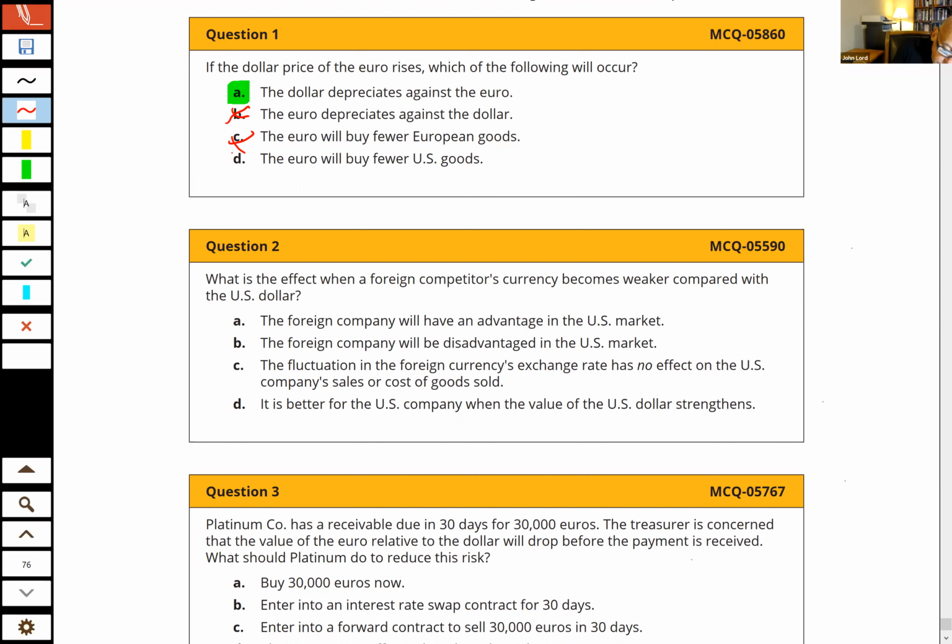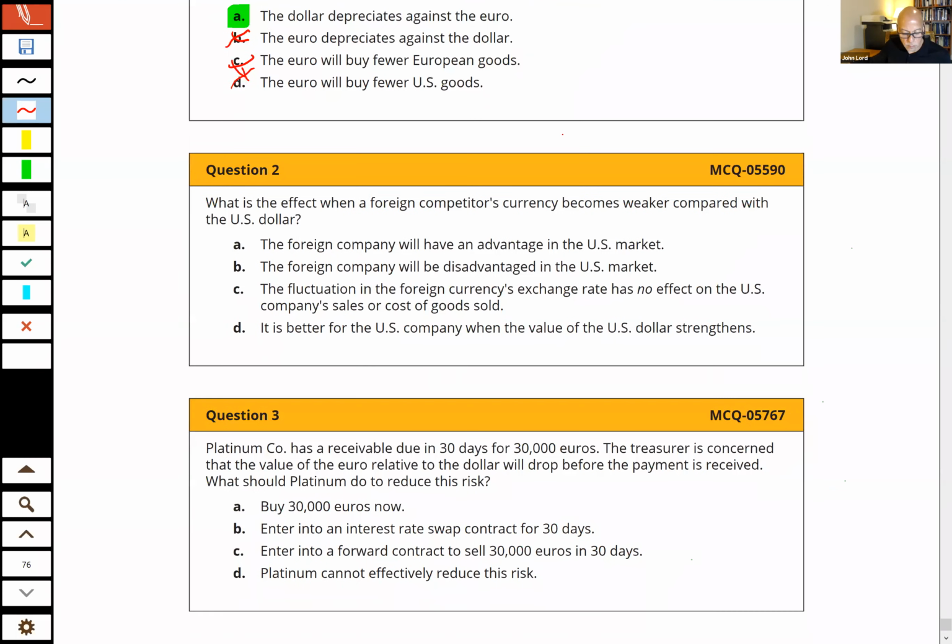So a person might be torn between A and D there. But when you think through it, what did having euros allow me to do? It allows me to buy US goods, and I can't get as many euros with those dollars, so the euro will buy fewer US goods. Okay. All right, good. Let's take a look at question 2.